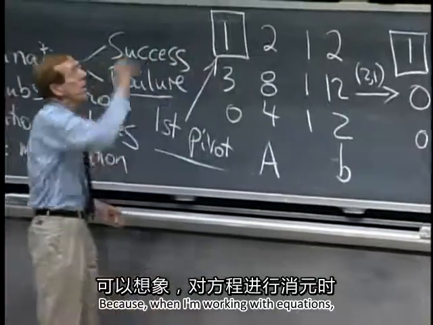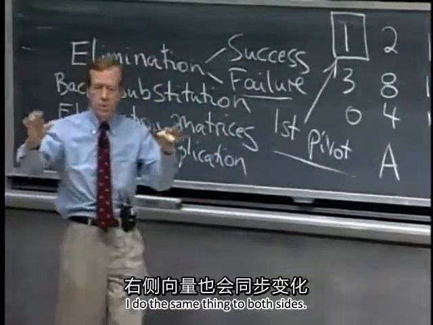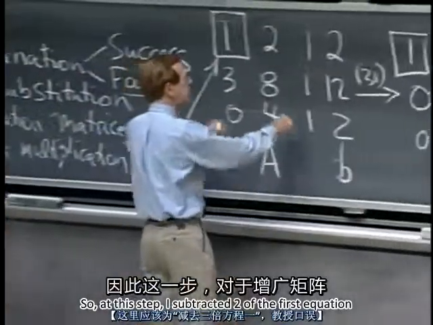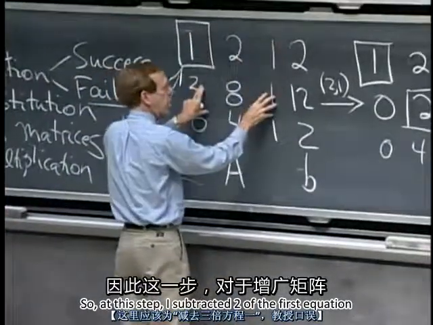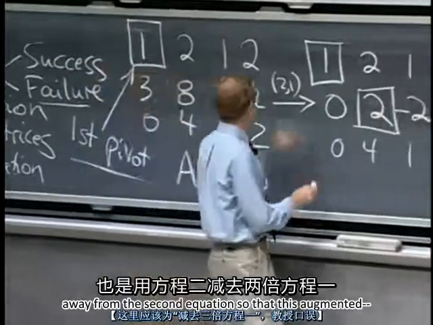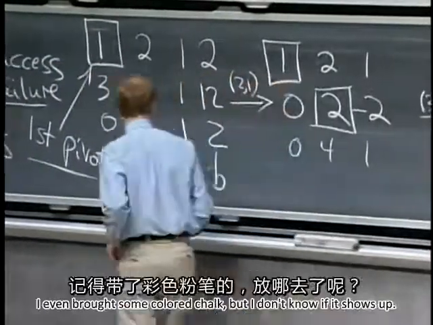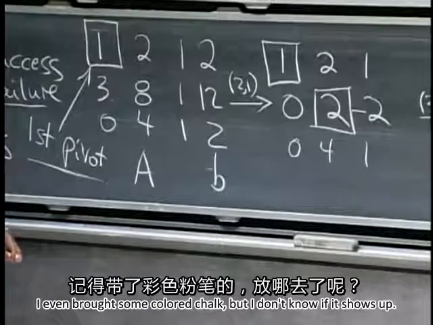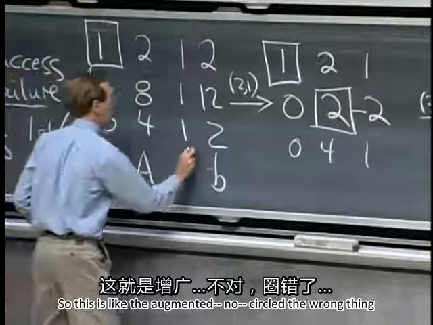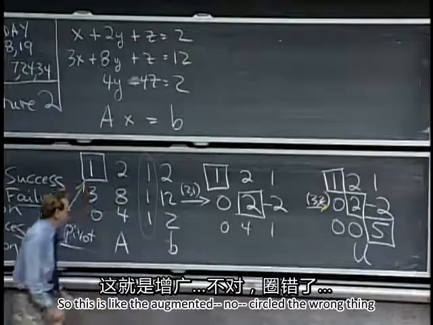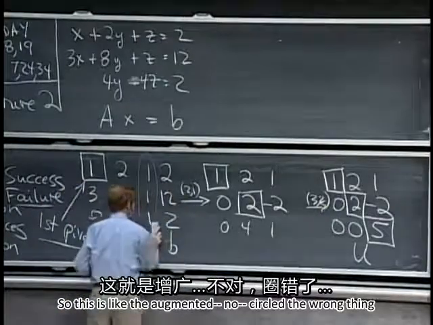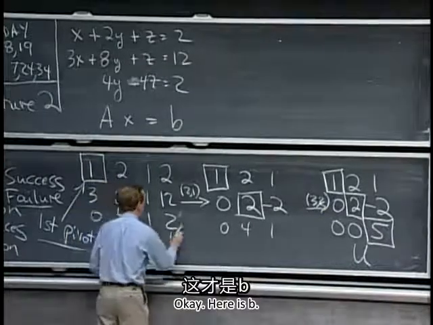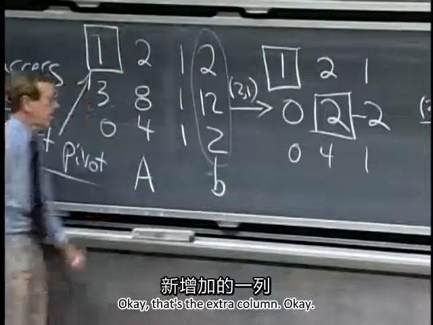Because when I'm working with equations, I do the same thing to both sides. So at this step, I subtracted 2 of the first equation away from the second equation so that this augmented, I even brought some colored chalk, but I don't know if it shows up. So this is like the augmented. No, damn, circled the wrong thing. Okay, here is B. Okay, that's the extra column.